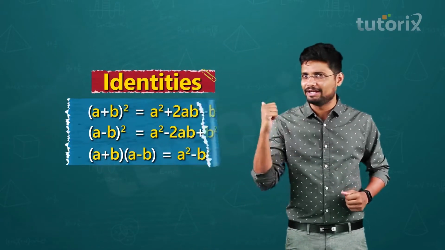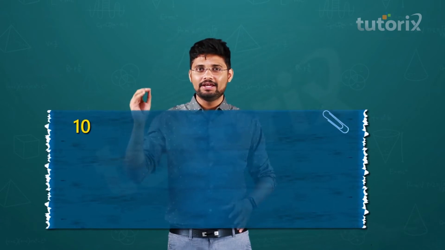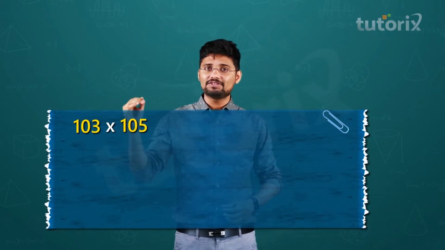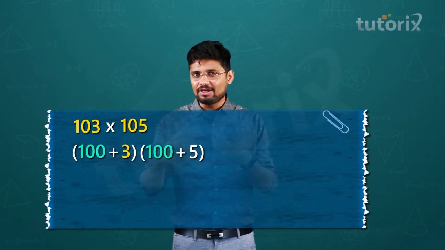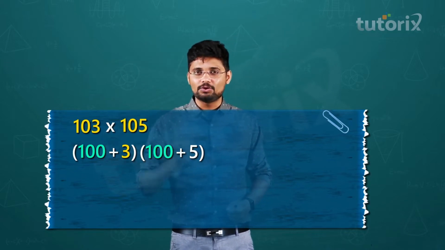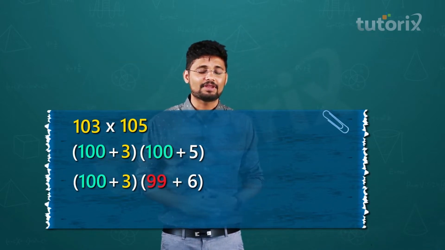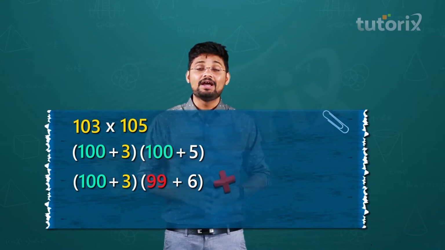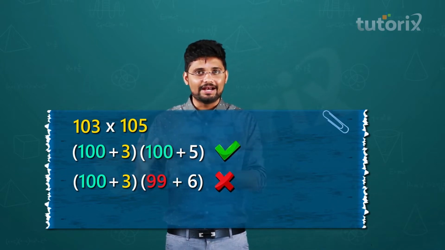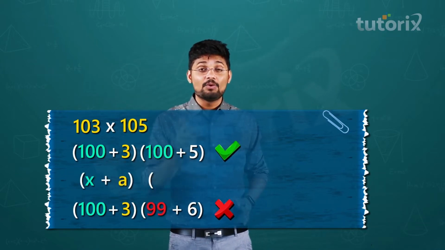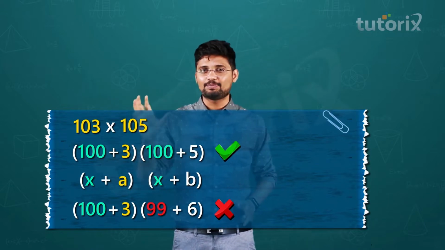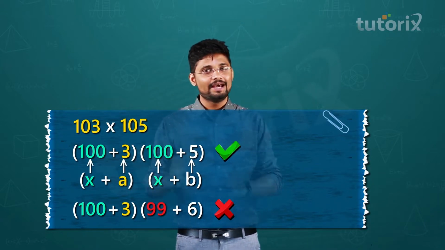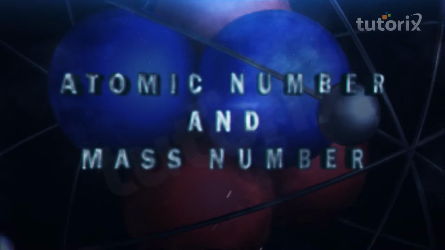So friends, can I expect that you have a good command on the identities? Instead of writing 103 into 105 as 100 plus 3 into 100 plus 5, can we rewrite this as 100 plus 3 into 99 plus 6? I would say no. Why? To relate this with our identity x plus a into x plus b, we should make sure that our expression should have at least one common term in both the factors of the expression.